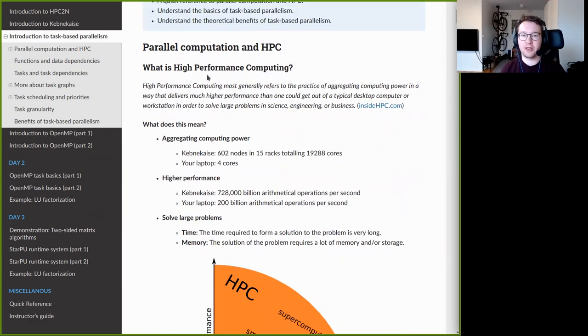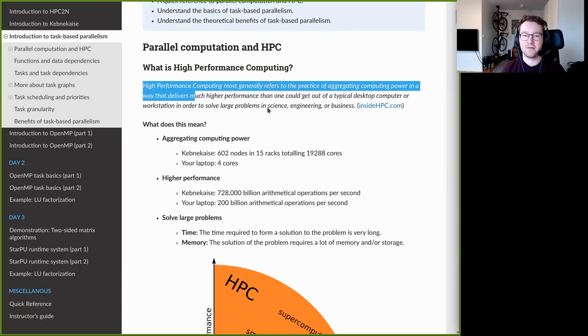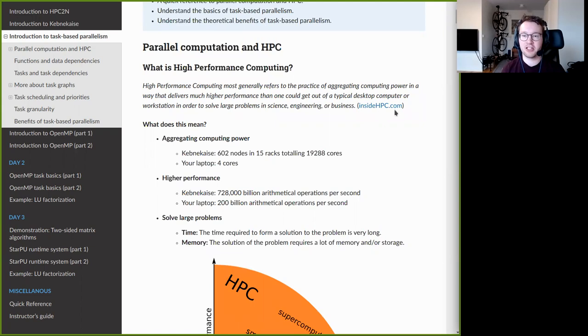So first, a quick refresh on parallel computation and HPC. This is going to be really short, but I thought it might be a good idea to quickly remind people about the various terminology that's being used. So I went online and browsed for a good definition of HPC. And I found this definition from the website called insidehpc.com. And the definition reads as follows.